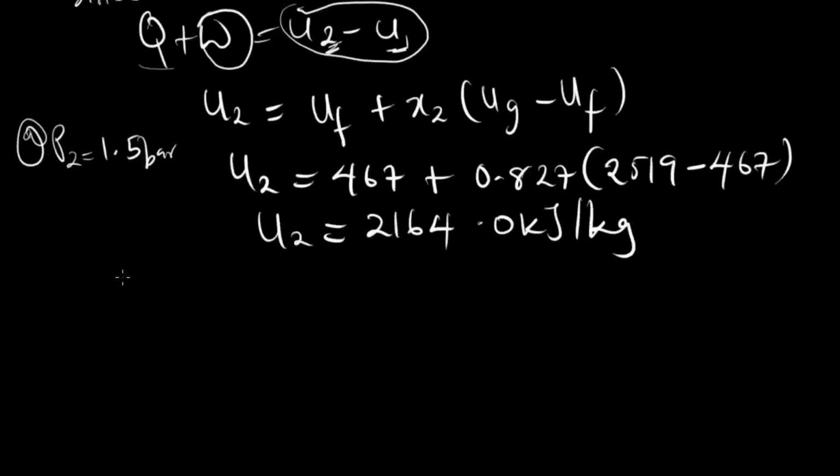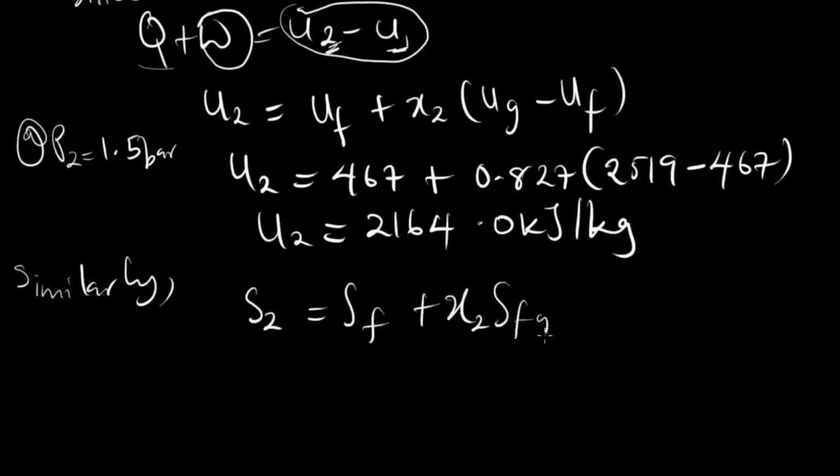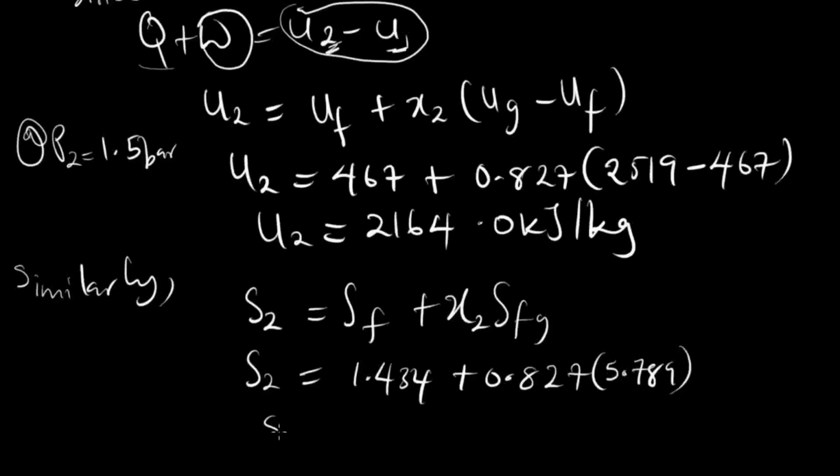Similarly, S2 is equal to Sf plus x2 Sfg. So from the saturated steam table 2 at the same value, we check for the Sf, and the Sf is 1.1434 plus 0.827 into 5.789. So you have your S2 to be 6.222 kilojoule per kilogram.